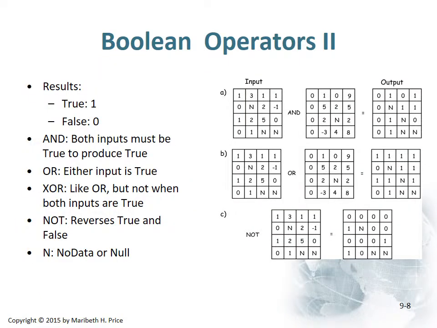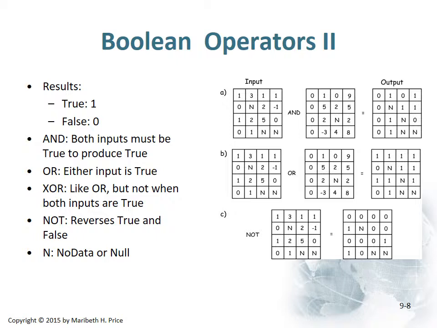So with our Boolean or logical operators, results of 1 are true, 0 is false. Let's go through and refine that just a little bit. With AND, both inputs must be true in order to produce a true result. And so this example here, the graphic is saying anything that's a positive number, or anything that's a number, is true. N is no data. Okay, so you can evaluate the three operations that are shown, AND, OR, and NOT, using those ideas.